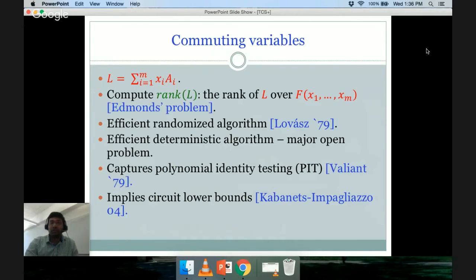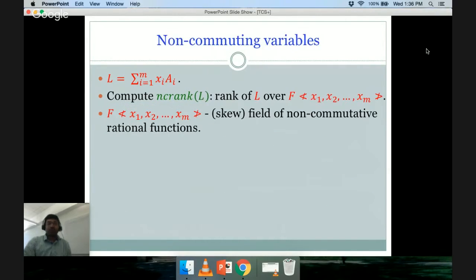So this is the case of commuting variables, and now I'll move on to non-commuting variables. What life does this problem take when the variables are non-commuting? Any questions about the commuting case? Okay, non-commuting variables. Again we have the symbolic matrix L, and the variables x1 to xm are non-commuting. What I want to do is compute the non-commutative rank of L, where the rank is taken over the field of non-commutative rational functions.